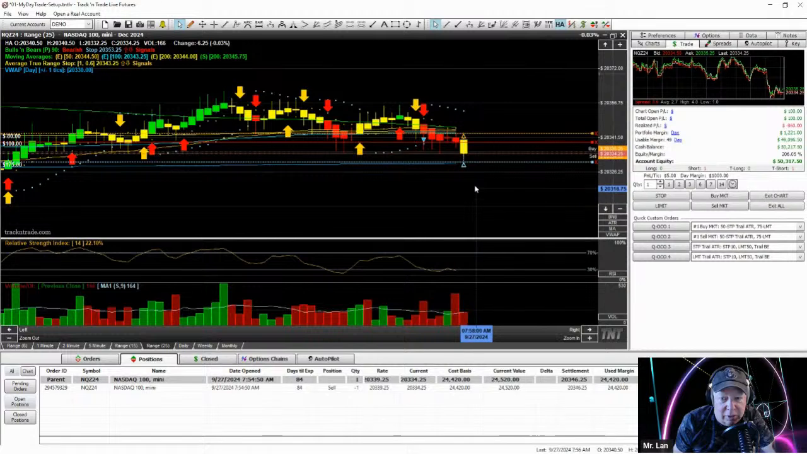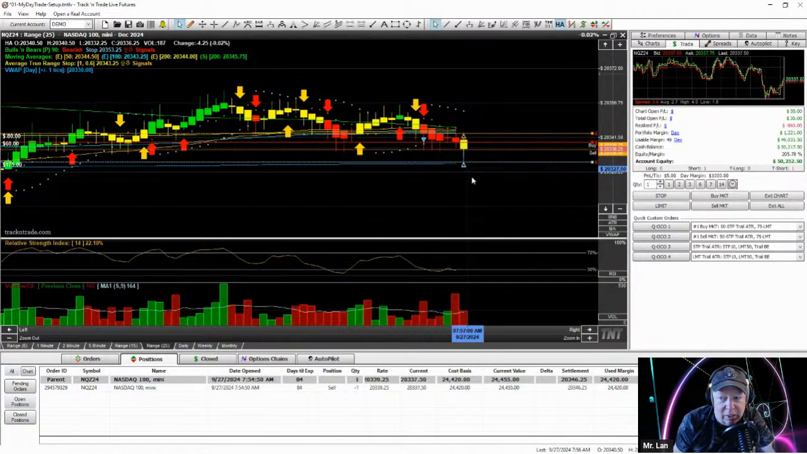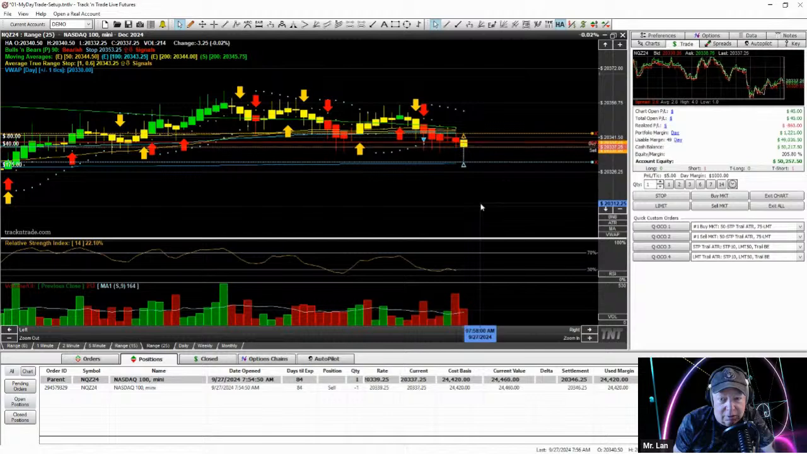There we go. Maybe we can get it to pop down there and take our little blue line. Come on. What a dead market. It's not even fun to play.